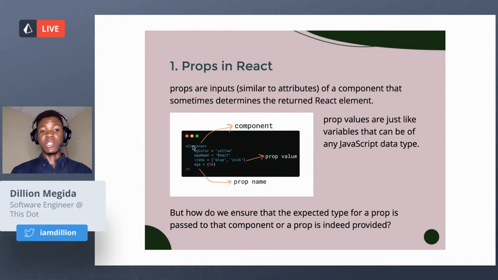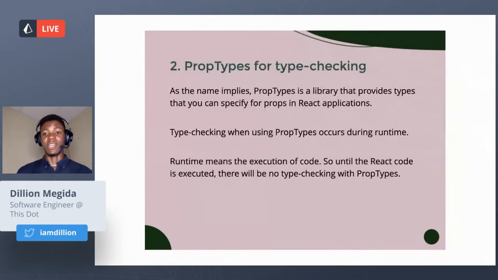Say, for example, in this component you are doing bgColor.toUpperCase. If you pass in a number to this component and you try to call the toUpperCase method on that number, that will break the application. So we have to ensure that when a component is expecting a string, it gets that string. And we do that by type checking props. And just like we'll see in this talk, you can type check with PropTypes and you can type check with TypeScript.